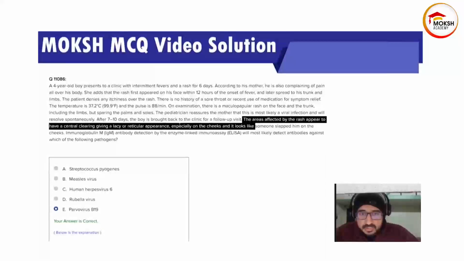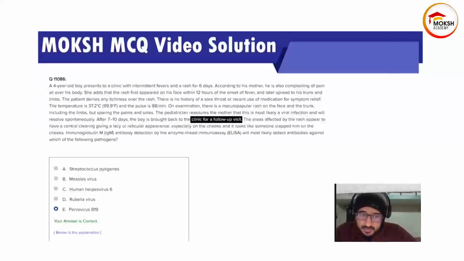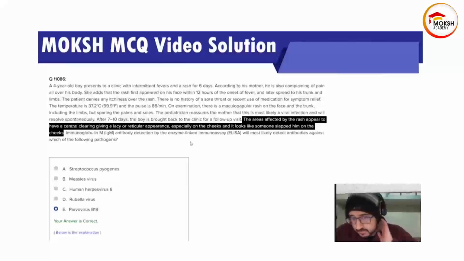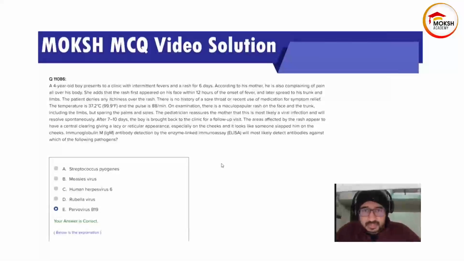They are talking about a rash with a central clearing, lacy or reticular appearance, especially on the cheeks, which someone has slapped. Okay, this is basically talking about the slap cheek appearance, which is seen in parvovirus B19. This is a very, very easy and direct question, but I will discuss other things about it as I want to talk about the other rashes too. Okay, the different presentations of rashes, which I have noted down and I'll be discussing. All right. So I'll be asking you the questions and you have to quickly give me answers.